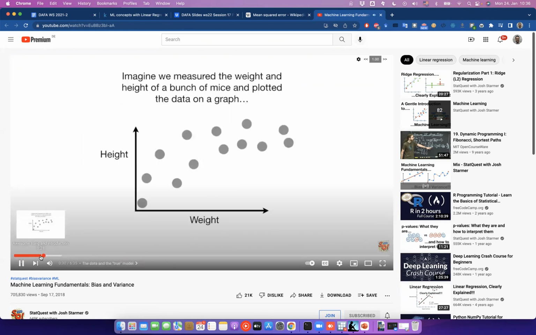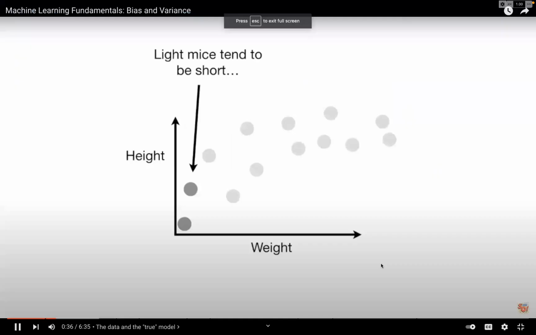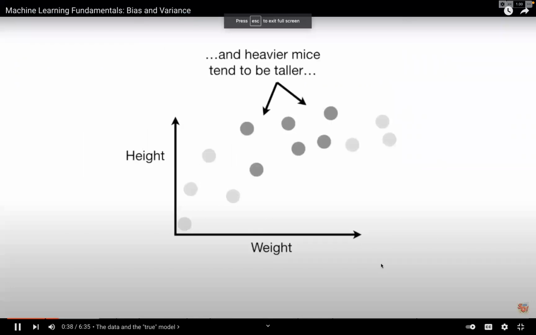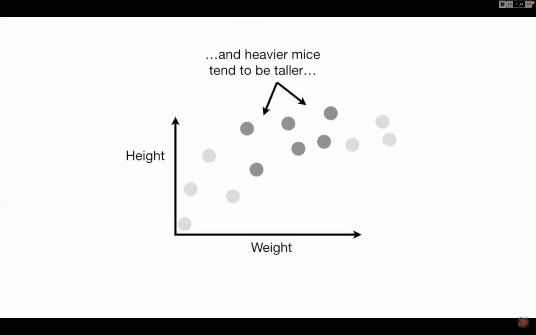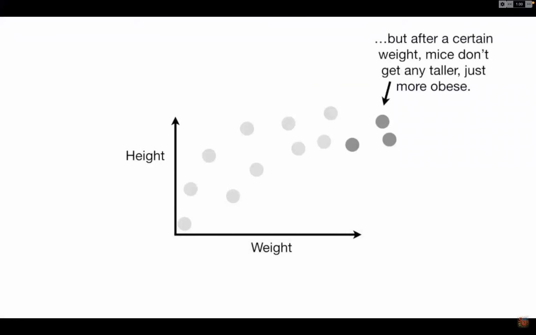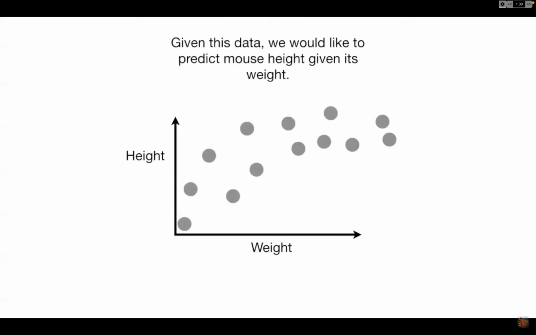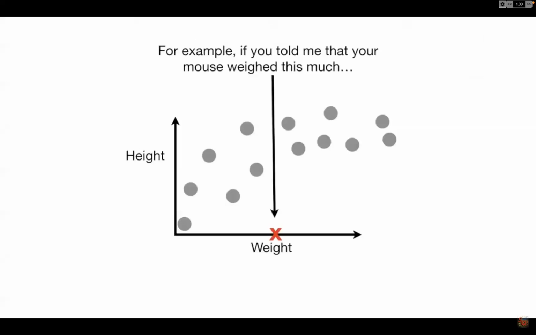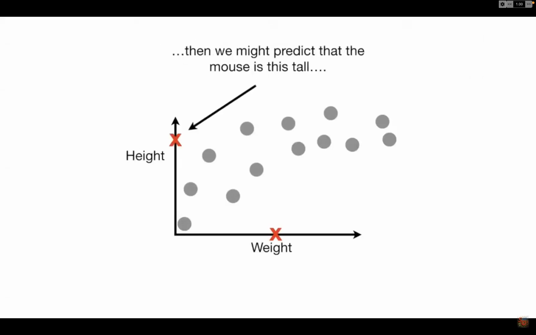Imagine we measured the weight and height of a bunch of mice and plotted the data on a graph. Light mice tend to be short, and heavier mice tend to be taller. But after a certain weight, mice don't get any taller, just more obese. Given this data, we would like to predict mouse height given its weight. For example, if you told me your mouse weighed this much, then we might predict that the mouse is this tall.